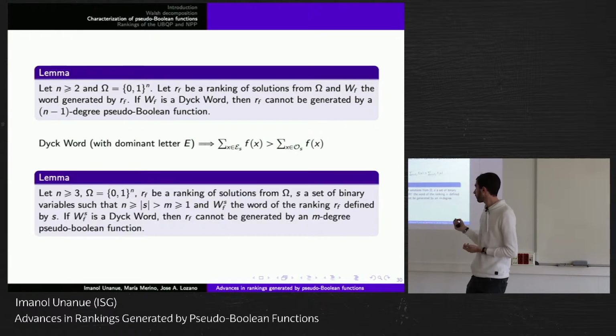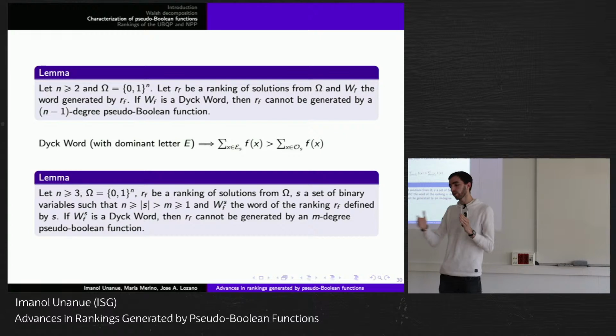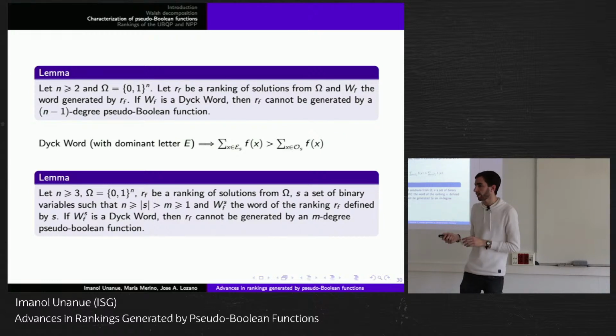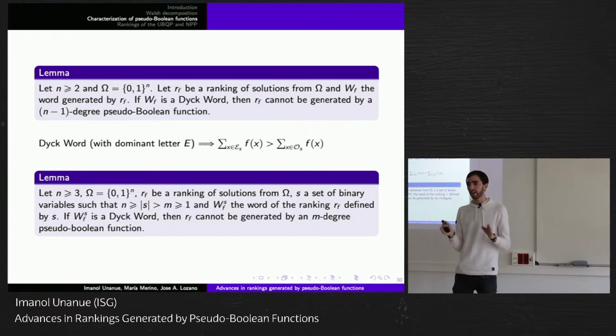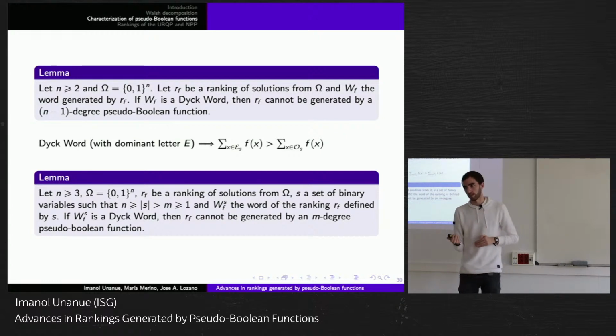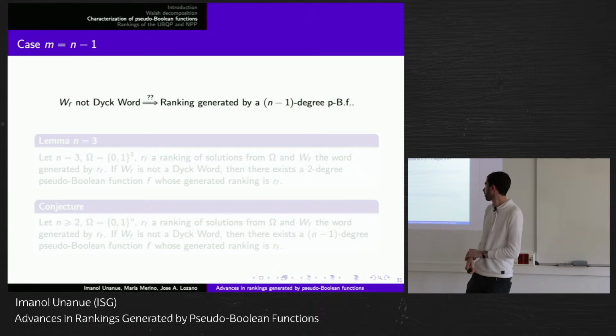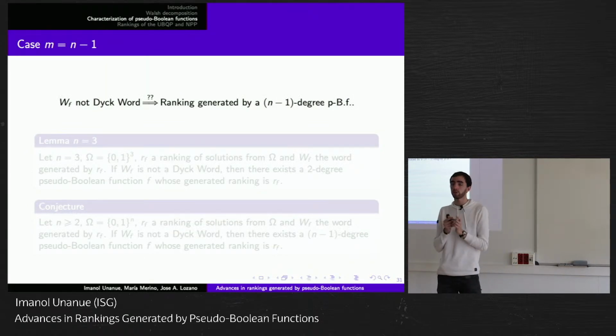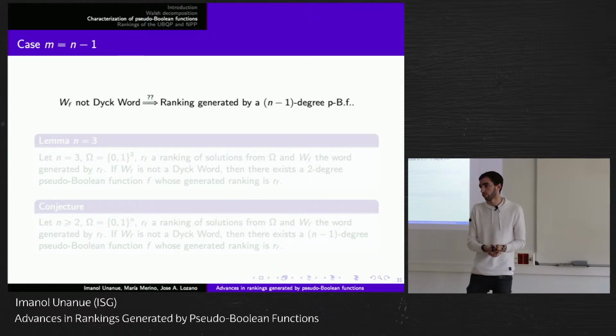We can also extend the previous lemma, and instead of considering all the binary variables, we can consider only a subset of binary variables. It says the following: if we have a Dyck word defined by a set of binary variables of cardinality S, then the degree of the pseudo-Boolean function must be higher than the cardinality of that set. So that's one direction. If we have the Dyck word, we can understand that the ranking cannot be generated by the pseudo-Boolean function. We would like to check the opposite one, which is, imagine we have a ranking of solutions whose word is not a Dyck word.